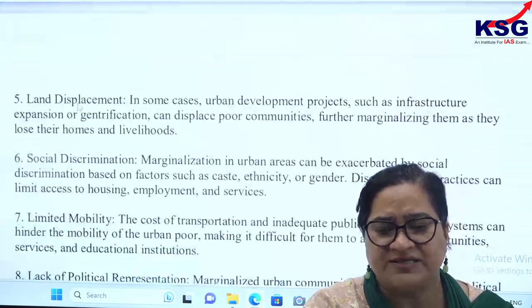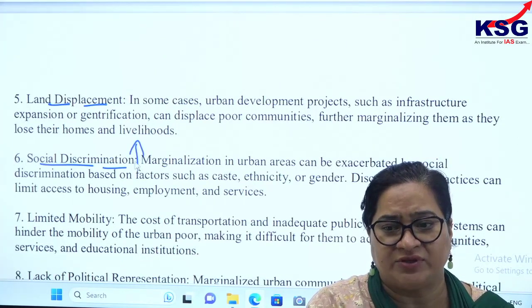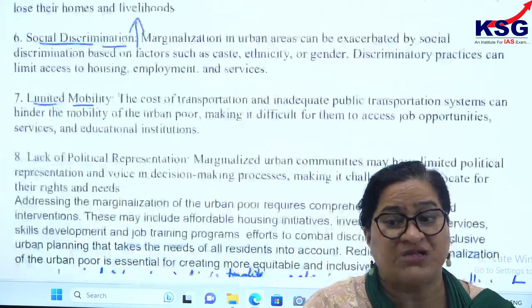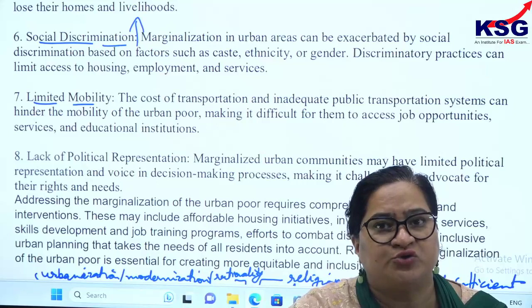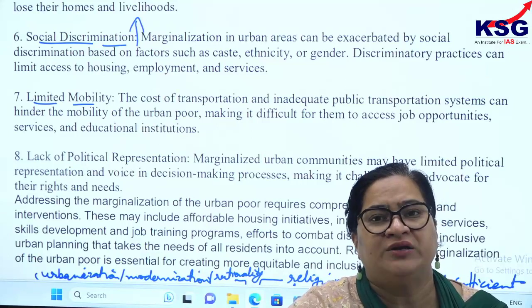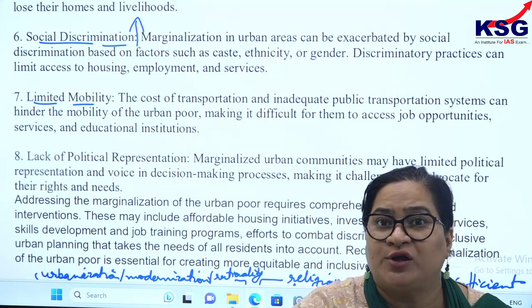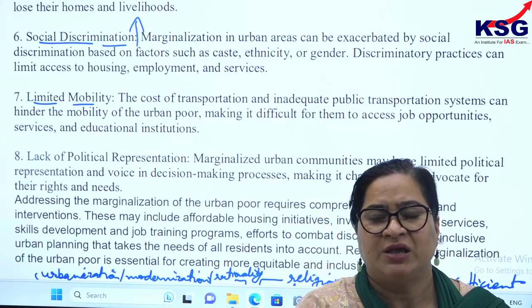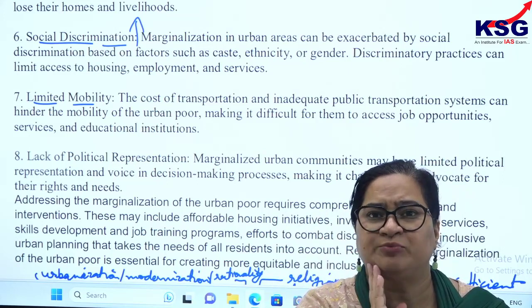Then further you can see this land displacement, social discrimination will be at a high level, okay. We can see limited mobility of the community, because marginalized, that's what. So when they are marginalized, they will not be able to easily move from one area to another. It is this community which also suffered during COVID, if you remember, because getting back to their homes became a challenge. People who are well off could afford flights and could move back by following the norms and protocols.